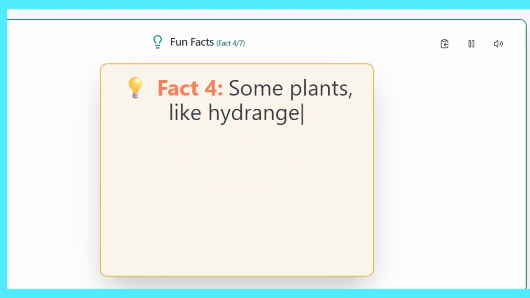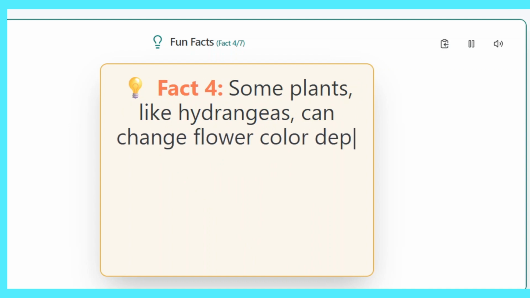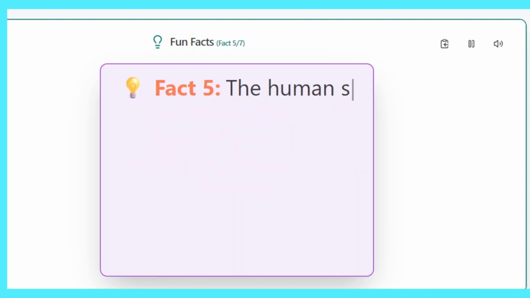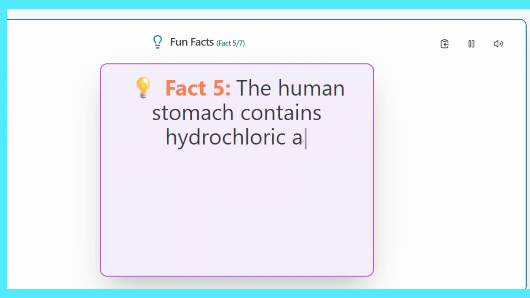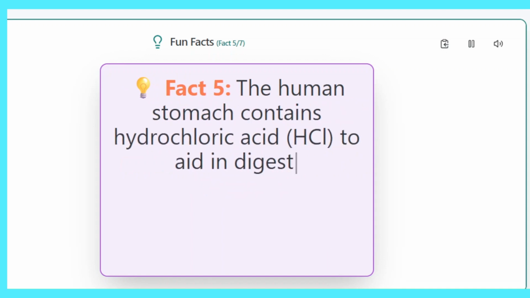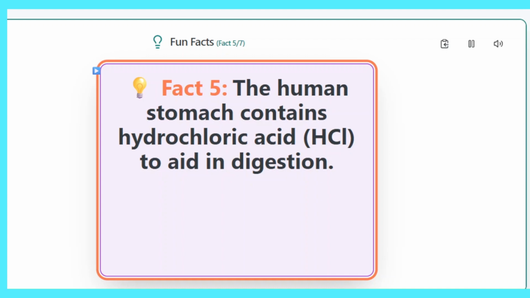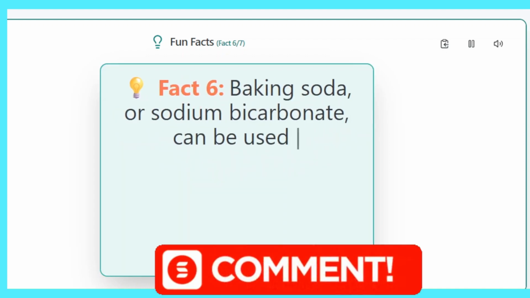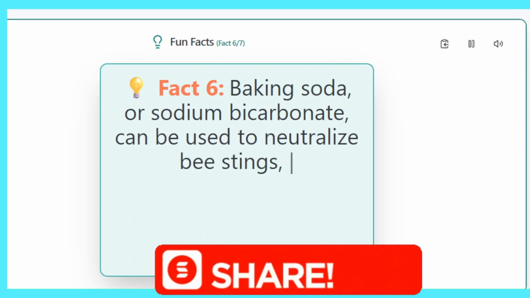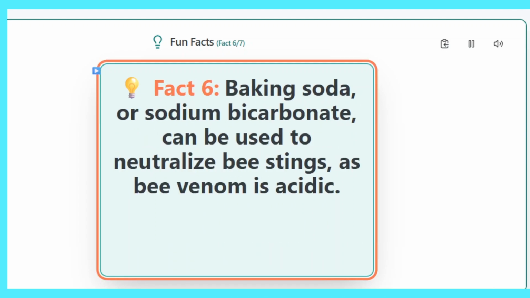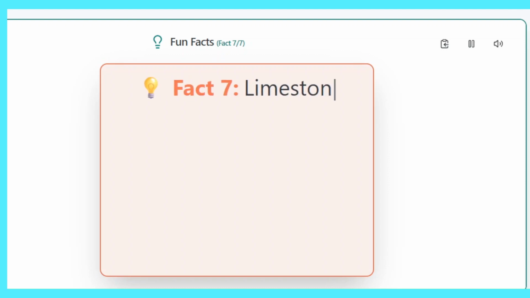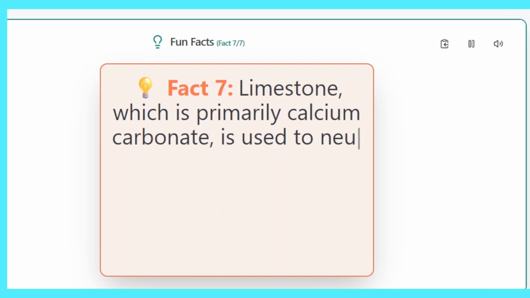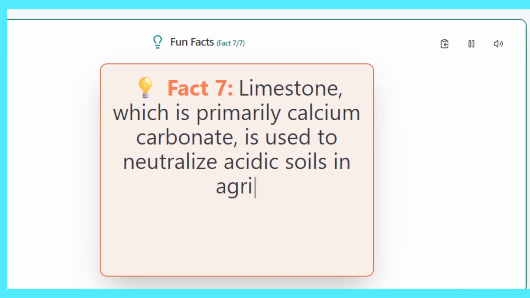Some plants, like hydrangeas, can change flower color depending on the pH of the soil. The human stomach contains hydrochloric acid, hydrogen chloride, to aid in digestion. Baking soda, or sodium bicarbonate, can be used to neutralize bee stings, as bee venom is acidic. Limestone, which is primarily calcium carbonate, is used to neutralize acidic soils in agriculture.